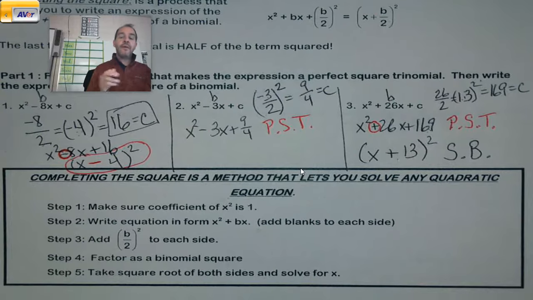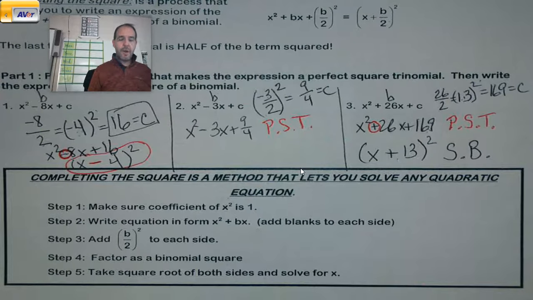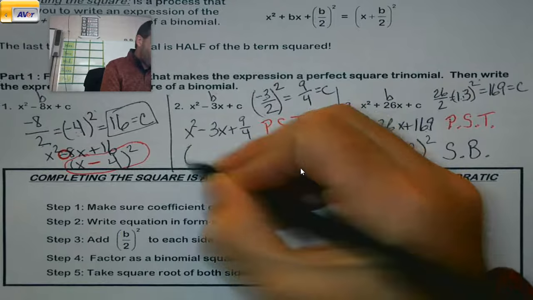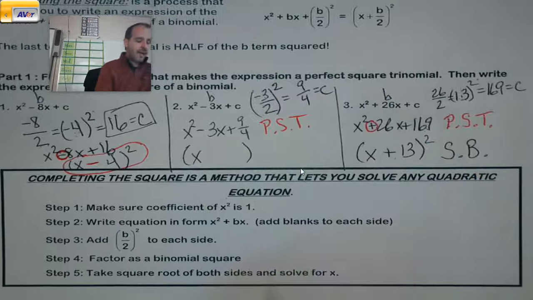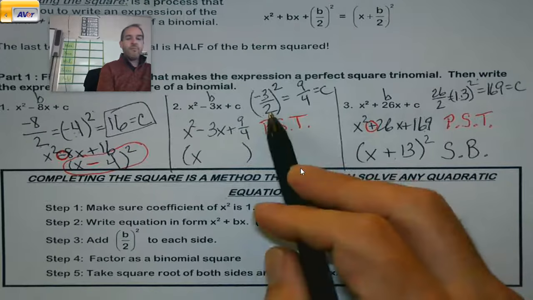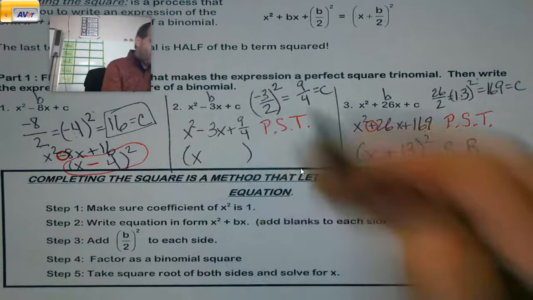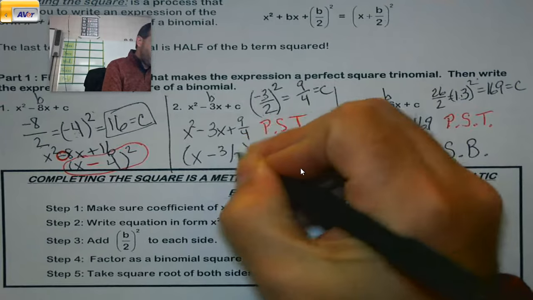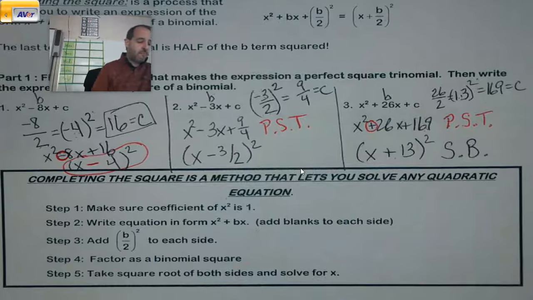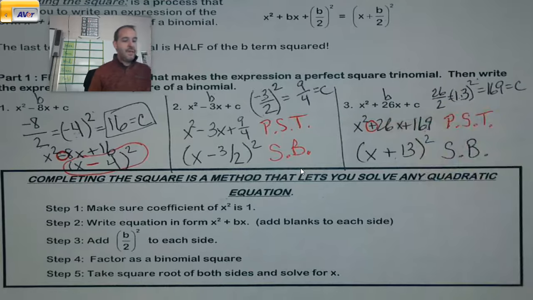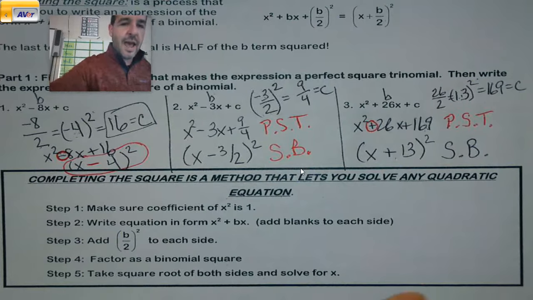Okay, here's where the trick comes in, and you can amaze your friends with this. You can get something like that there, but now you know the trick. Whatever number was in the parentheses from when we divided our b value by 2, that's what goes in there. Square of a binomial.